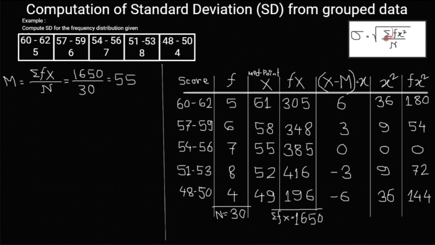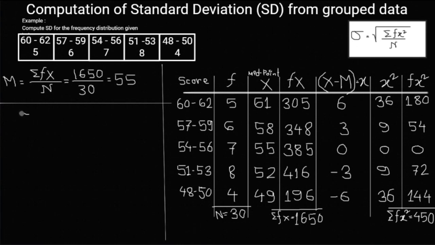Then again we go back to our formula. The formula requires summation fx square. So now we have to add every number in the fx square column. So summation fx square equals 450. So now we can calculate SD.